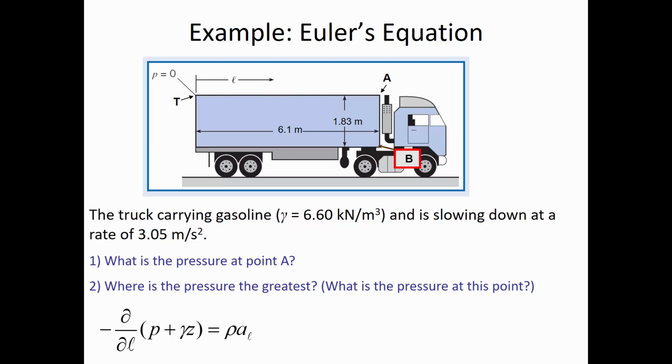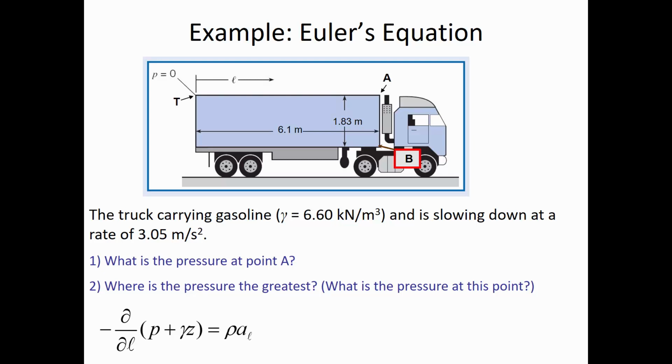I guess this tank must be vented to the atmosphere, which seems like a bad idea for gasoline, but the tank is vented to the atmosphere just so that we can say we know the pressure at location T. Here at location T, we've got a known pressure of 0. Okay? We want to know what's the pressure over at location A, and then we'll try and figure out where is the pressure the greatest and what is the pressure at that spot. Before we start plugging numbers into the formula, let's think qualitatively. The pressure at A, is it going to be bigger than the pressure at T or less, based on how the truck is decelerating?